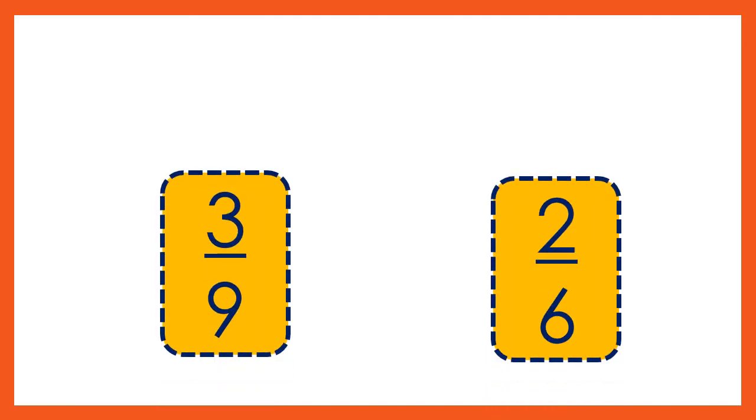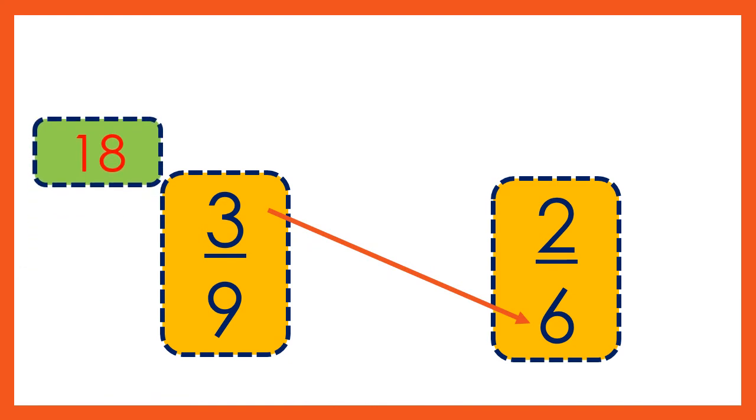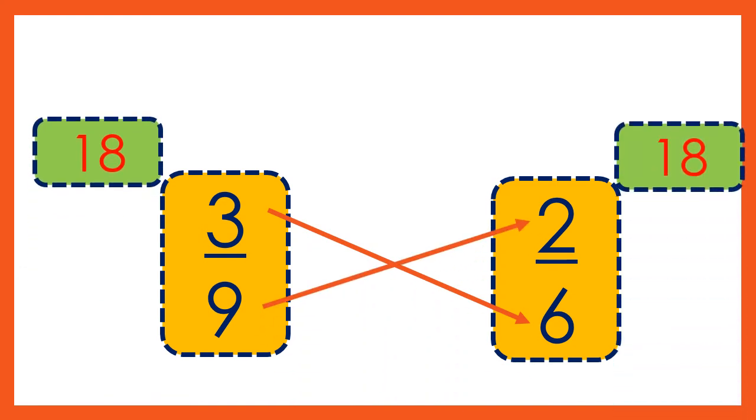Let's try another example. 3 multiplied to 6 is 18. 9 multiplied to 2 is also 18. Therefore, 3/9 and 2/6 are equivalent fractions.